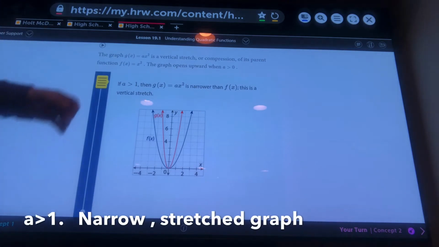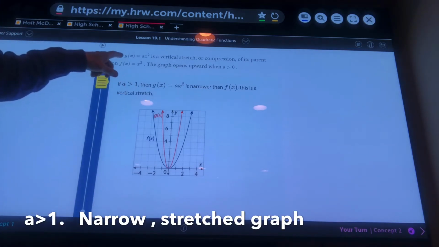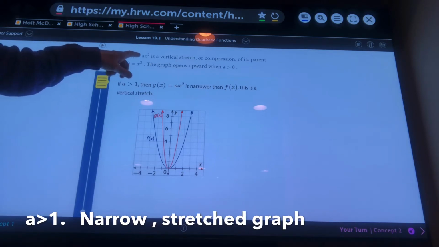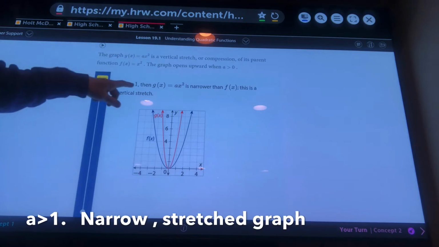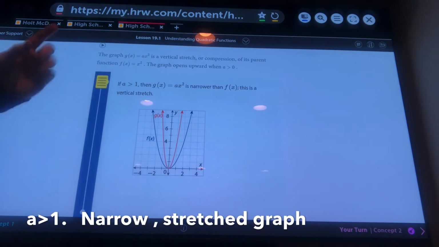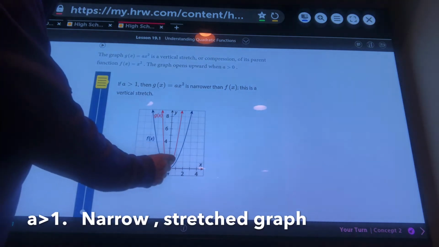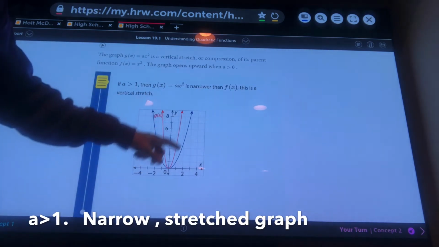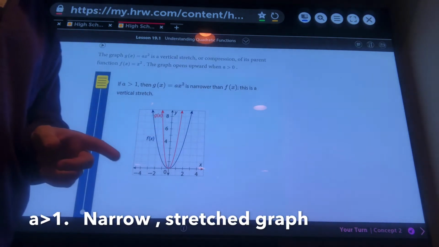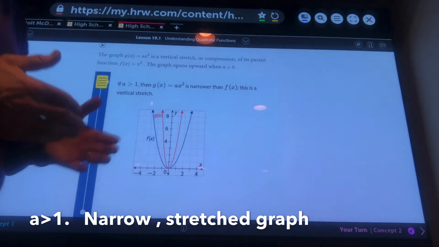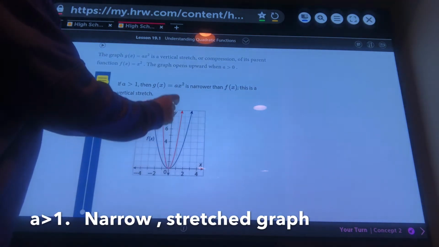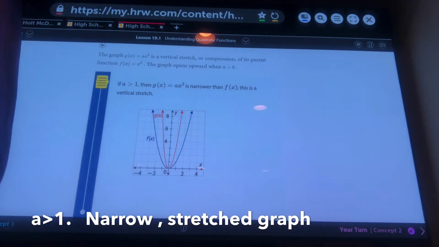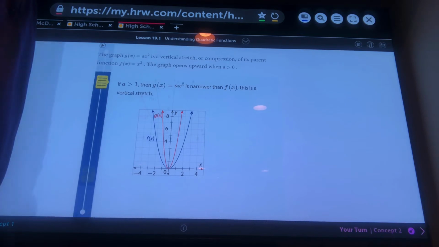So now in the event that a is greater than 1, we go back to our quadratic function that says g of x equals ax squared. So let's say the a is greater than 1. What that's actually going to do to the graph is make it more narrow and make it more of a stretch. The blue represents our parent function, which the a was 1. In the event that the a is greater than 1, now we're going to have a stretch, and it's going to be a more thin or narrow graph.